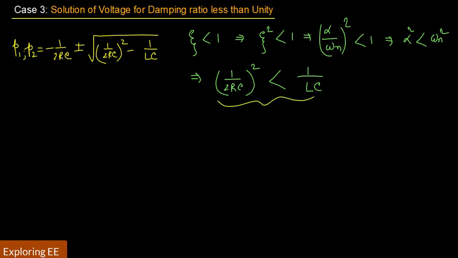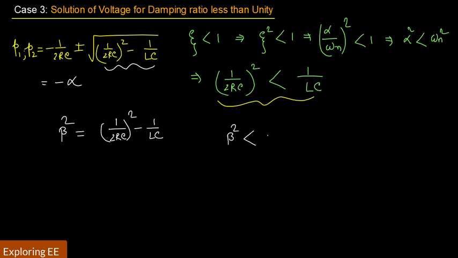So from this relation we have the first term alpha is there, and the second part is the discriminant of this root, p1, p2 are negative. So when zeta less than unity, the roots of the characteristic equation are complex conjugates. 1 upon 2RC whole square minus 1 upon LC, this is nothing but beta square, and from this relation we have beta square is negative, less than 0. Let us define minus of beta square is equal to omega d square.